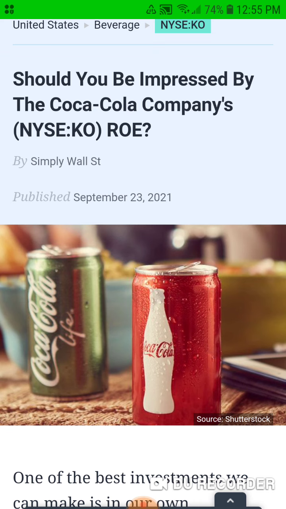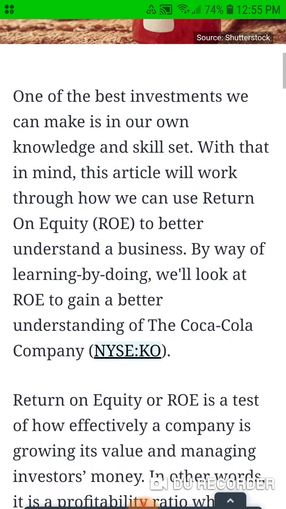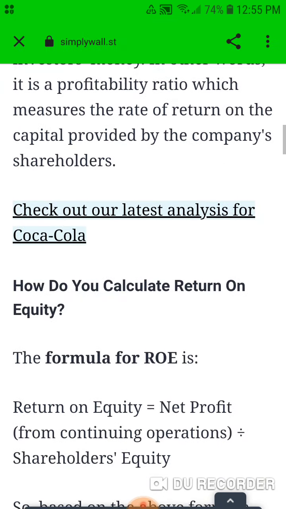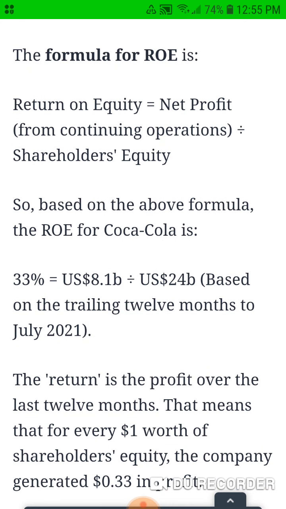on invested capital, or ROE. Let's take a look at its metrics when it comes to Coca Cola. So let's go over how exactly to break it down. The formula for return on equity is equal to net profit from continuing operations divided by shareholders' equity. Based on the above formula, the return on equity for Coca-Cola is 33%, which equals 1.8 billion divided by 24 billion based on the trailing 12 months to July 2021.